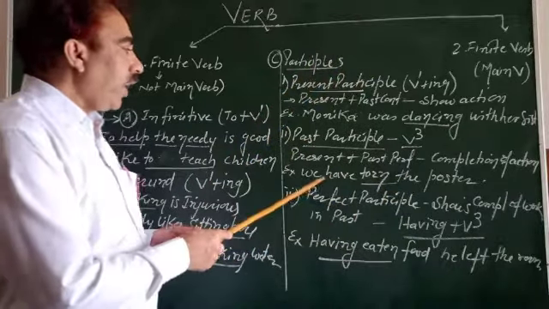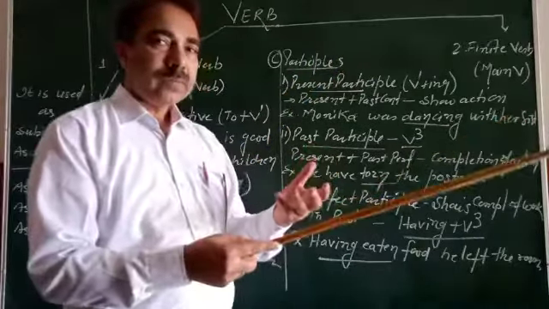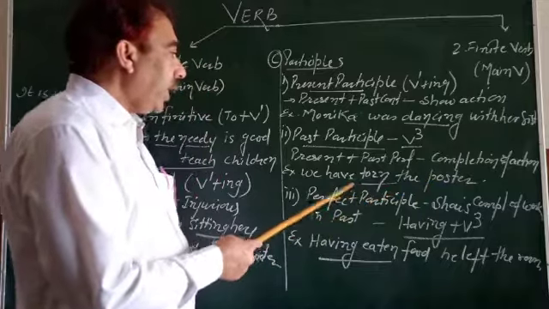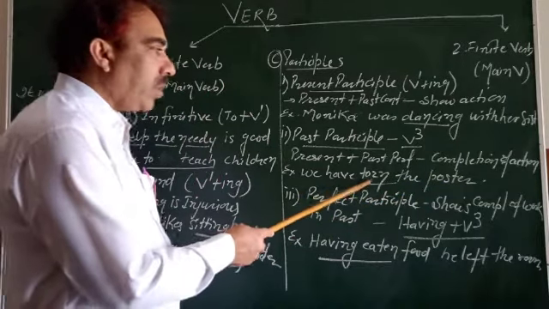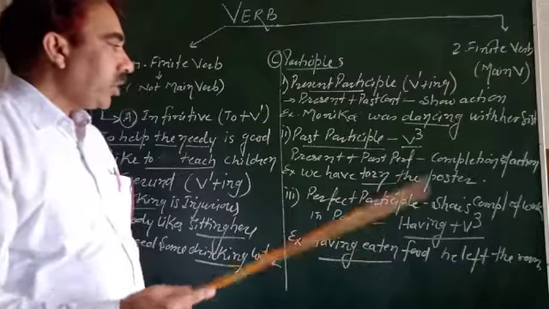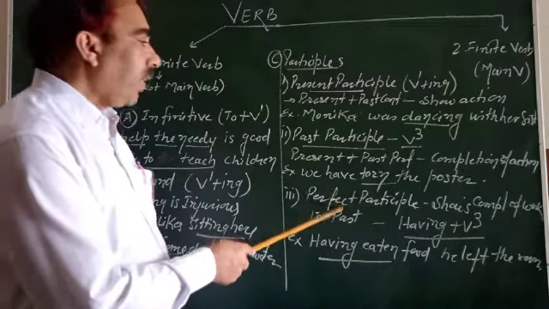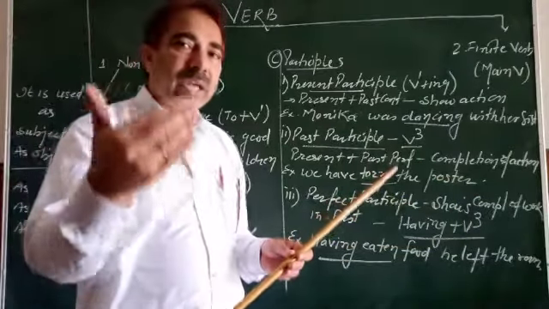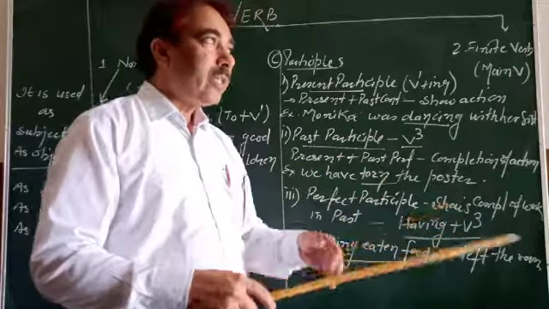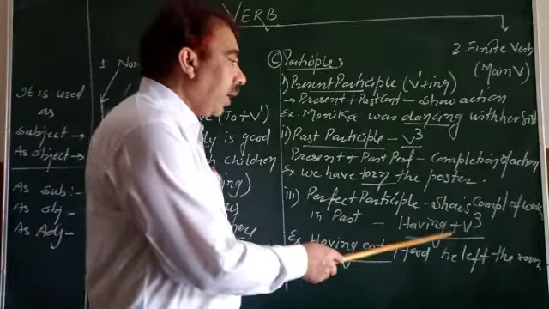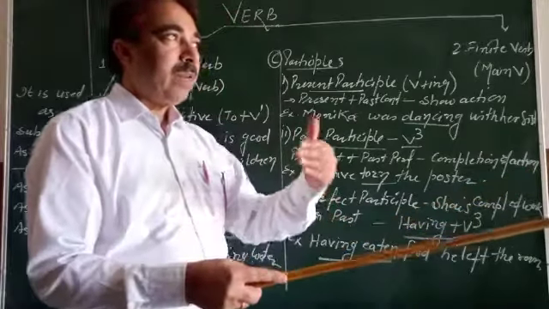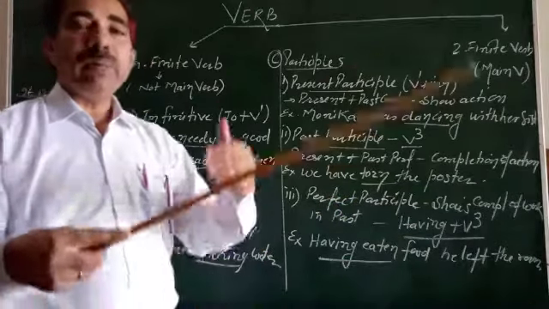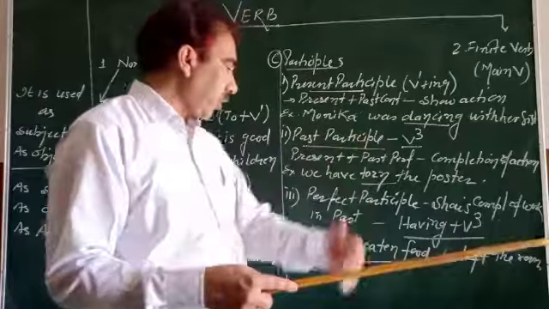For example, we have torn the poster. So it is showing the completion of action in present perfect tense, have torn. So I think it is clear. Next is perfect participle. Perfect participle shows the completion of action in past, and it is used in the form of having plus third form of verb. If having plus third form is there, then it is perfect participle, and it shows the completion of action in past.